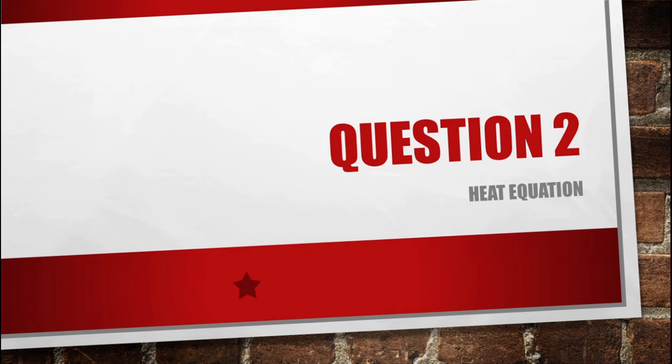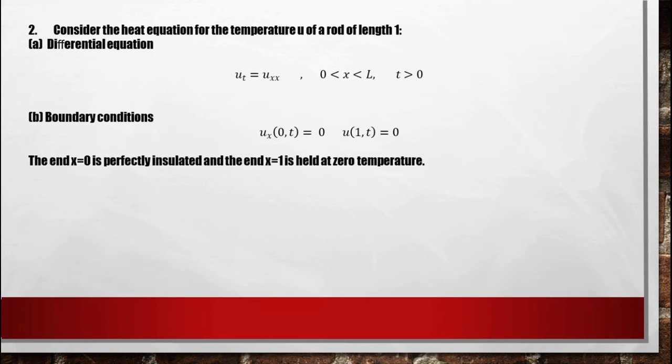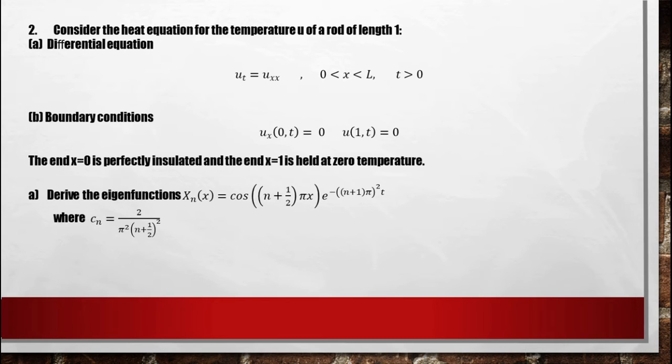Question 2. Heat equation. Consider the heat equation for the temperature u of a rod of length 1. The end x equals 0 is perfectly insulated and the end x equals 1 is held at 0 temperature. Derive the eigenfunctions X_n(x) = cos((n+1/2)πx) e to the power of negative (n+1/2) squared π squared t, where C_n is equal to 2 over π squared (n+1/2) squared. The solution is, we will use u(x,t) = X(x)T(t).